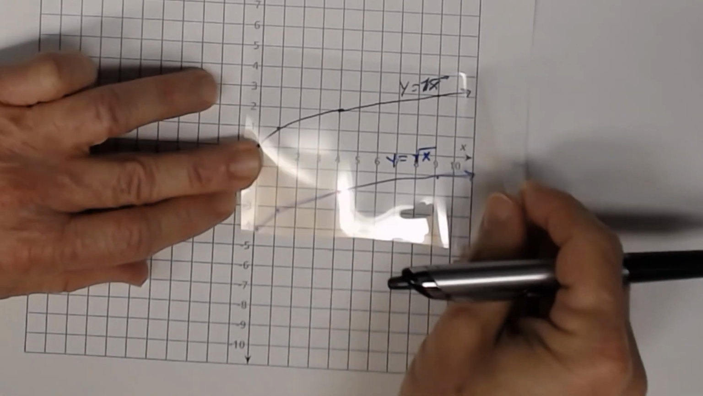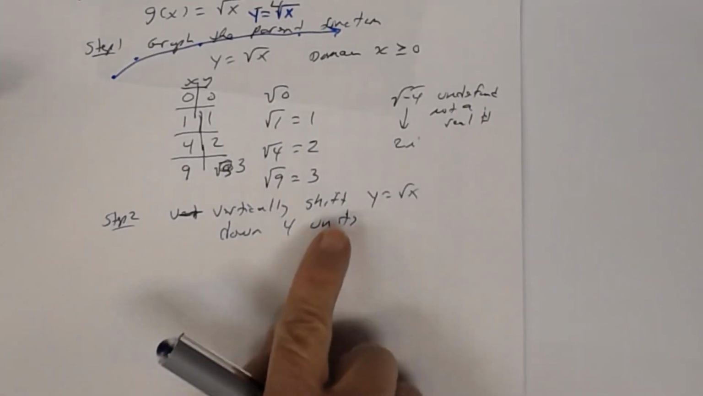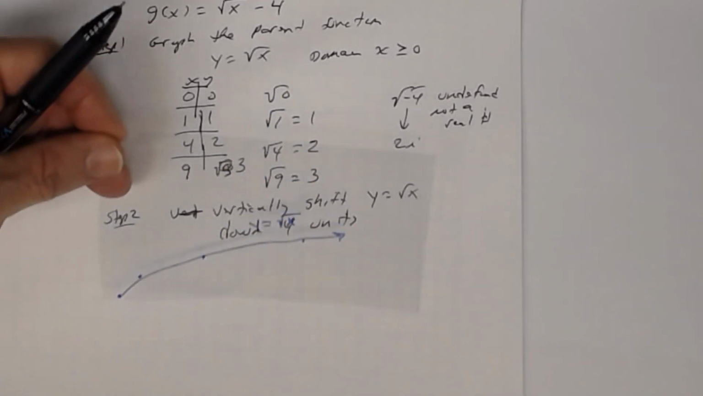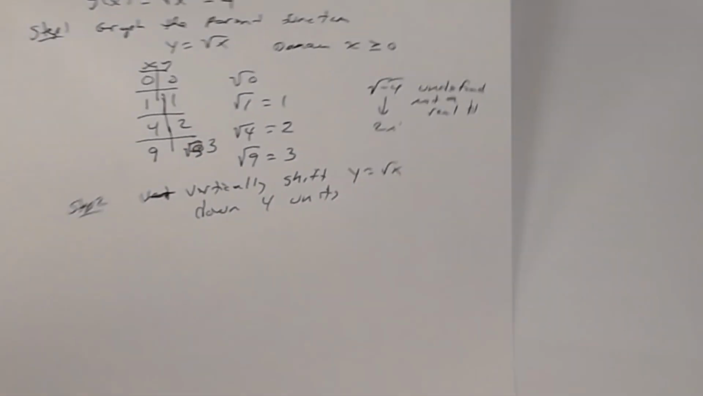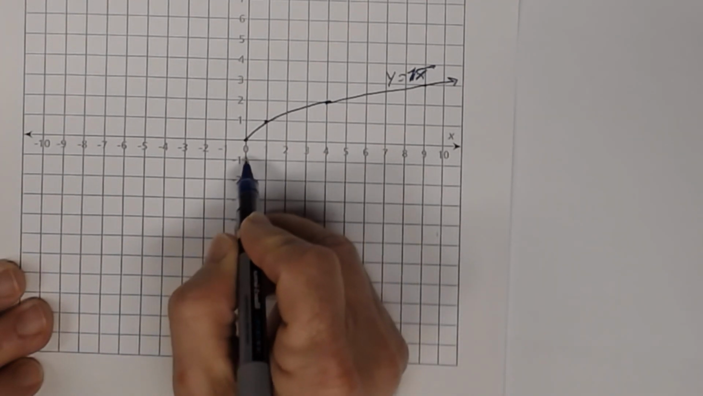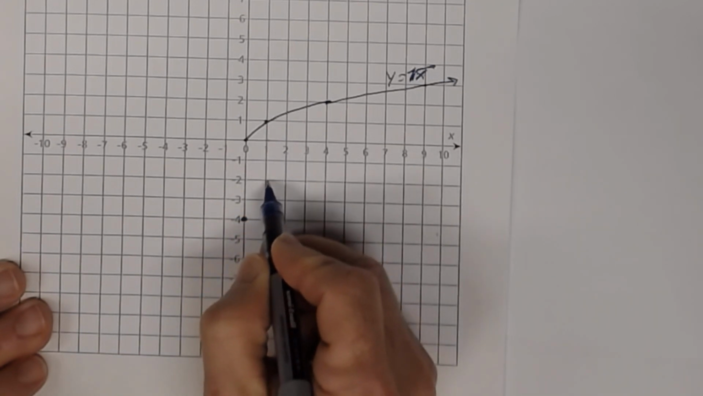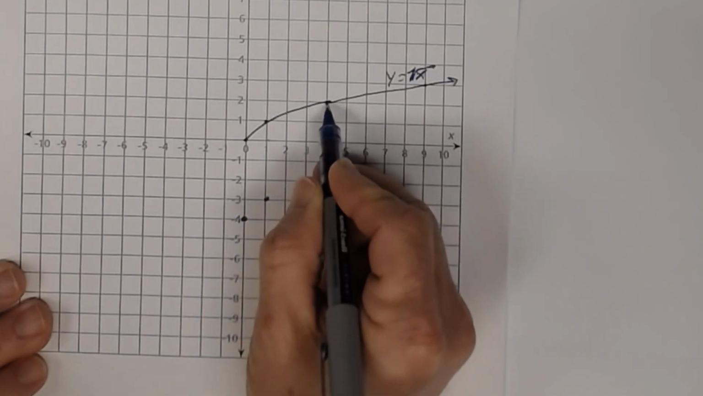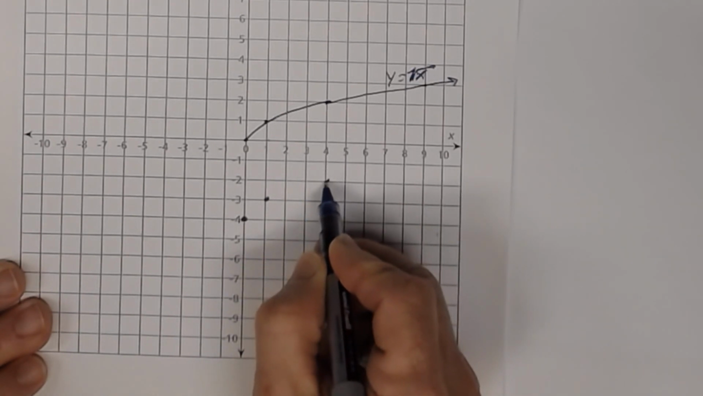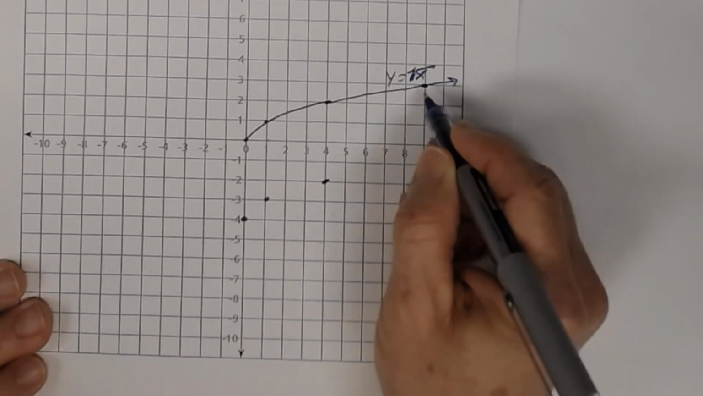All right, so now what you can do is this. You now know you're going to take the parent function and you're going to shift it down 4 units. So every point on the parent function, you're going to go down 4 units. 1, 2, 3, 4. 1, 2, 3, 4. Go here. 1, 2, 3, 4. And then the other one was right here. The other nice point was right here. So notice we did 4 points.